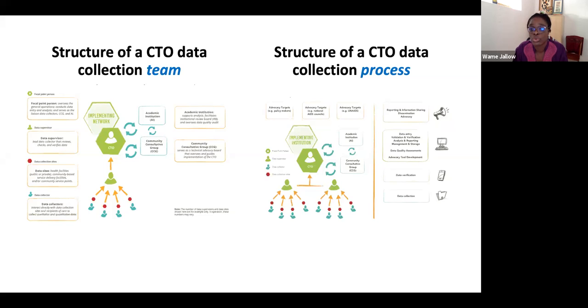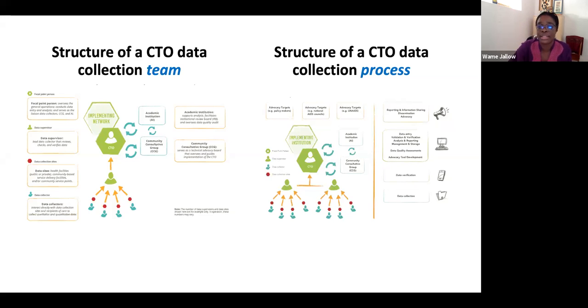What is also really critical is support with analysis. In the case of the CTO, we've attached the organization to an academic institution or an individual who can support data analysis or verify whether the information that's been collected is accurate, and in some instances also supports the data analysis.